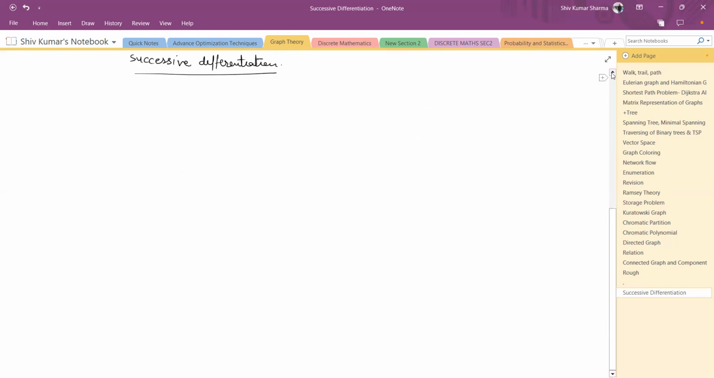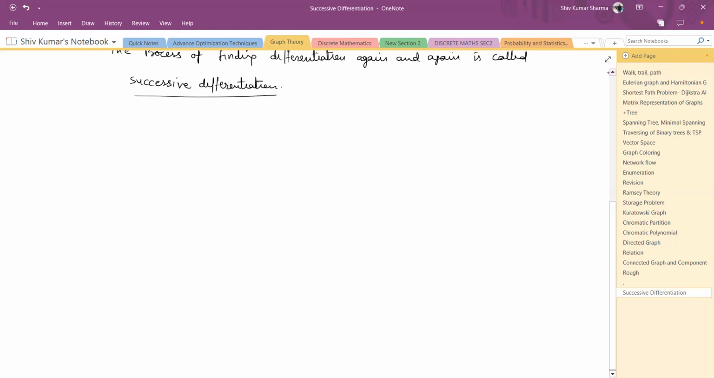We represent the derivatives in this way. Suppose we have the function y is equal to f(x). We calculate the derivative of the dependent variable with respect to the independent variable. We denote it as dy upon dx. Generally we denote it as y1, or y dash, or f dash x. The first derivative we denote in this form.